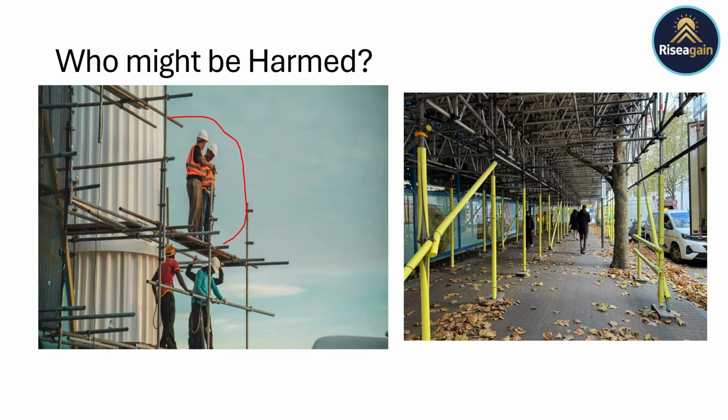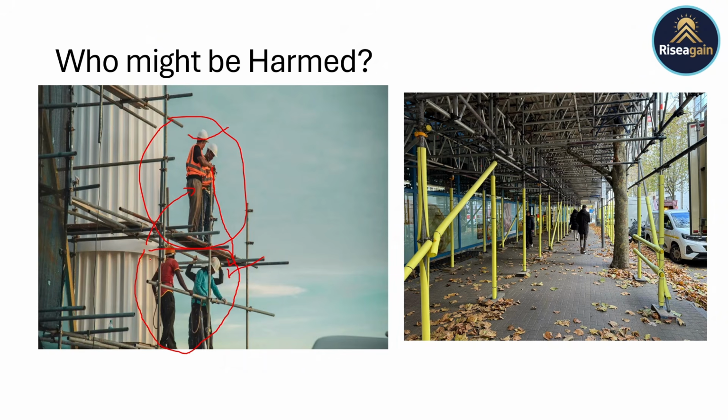Some employees are working here. Okay, these are the people who can fall from the scaffoldings, and some employees are working beneath these two employees. So what if some tool falls and hits his hand or head? So we can say that the people who are working and those who are working nearby.